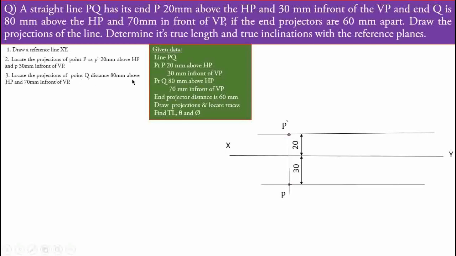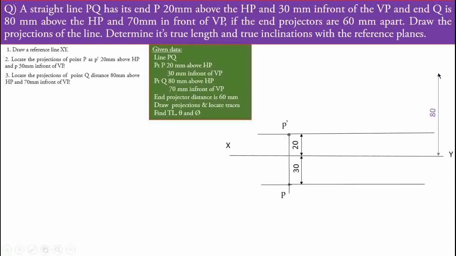Now the next step: locate the projections of the point Q, which is at a distance of 80 mm above the HP and 70 mm in front of VP. The locations of point P have also been given, so generally the first point is represented towards the left, and the second point is generally represented towards the right. So we will represent the distances 80 mm and 70 mm related to the point Q towards the right side of this diagram in this way.